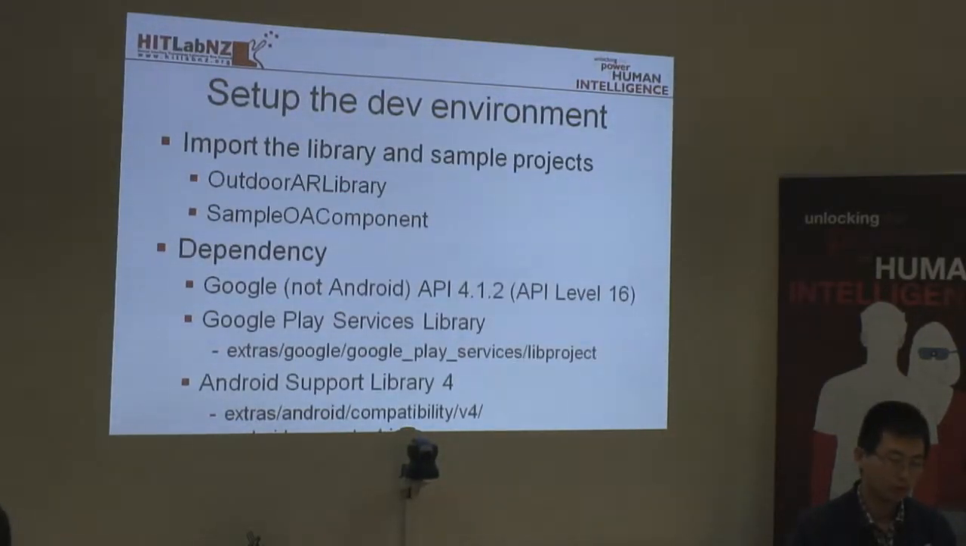To set up the environment, first you have to download the library, of course, and then import the sample projects. But before you import those sample projects, you might need some other Google libraries that our library references. The library is based on Google API 4.1.2, which is API level 16, but I think it will build with API level 19, which you have already downloaded. But make sure it's not the Android API but the Google API, because the Google API has special additional support for the older version of the map library.